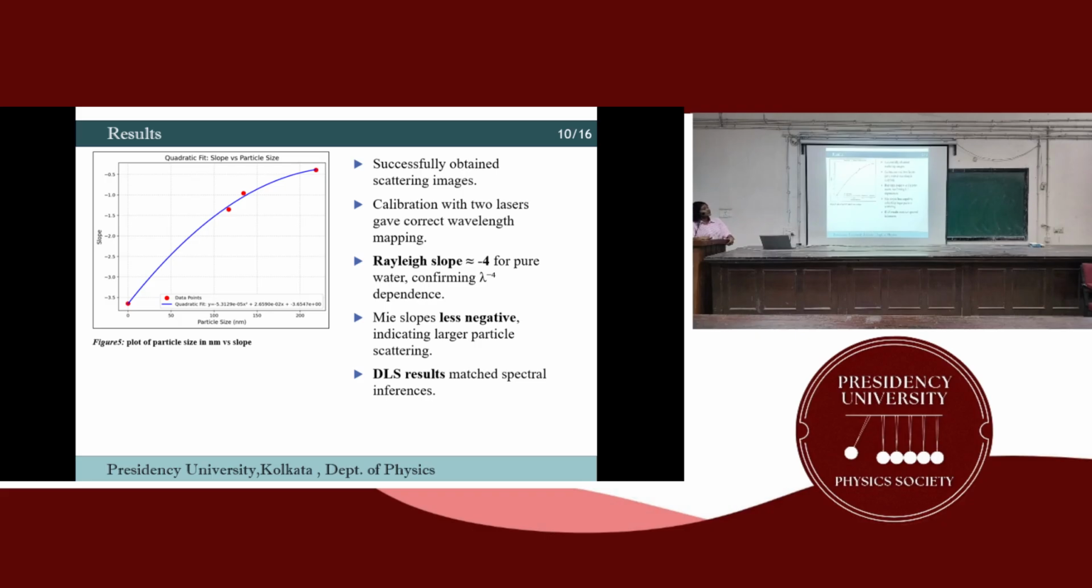If I increase the particle size more, the graph will saturate at 0 because the wavelength dependence is weaker for Mie scattering. And then I have successfully obtained the scattering images, calibrated first with 2 lasers. Then I have got that the Rayleigh slope is around minus 4, and we are seeing that these slopes are less negative and indicate larger particle scattering.